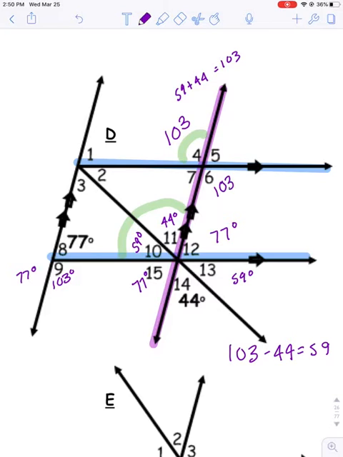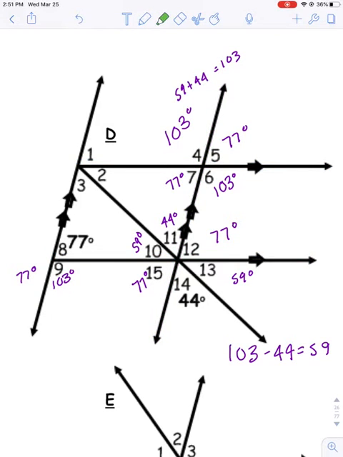And 4 is vertical with 6. So I could put 103 degrees in both those spots. To get angle 5, there's a couple of different relationships I could use. One, I could use this straight angle right here and do 180 minus 103. Or I could say that 12 and 5 are corresponding. From the top cluster and the bottom cluster, they're both in the upper right-hand corner. Well, that's a little easier. 77 degrees. And then 5 and 7 are vertical angles, so those are congruent. 77 degrees.